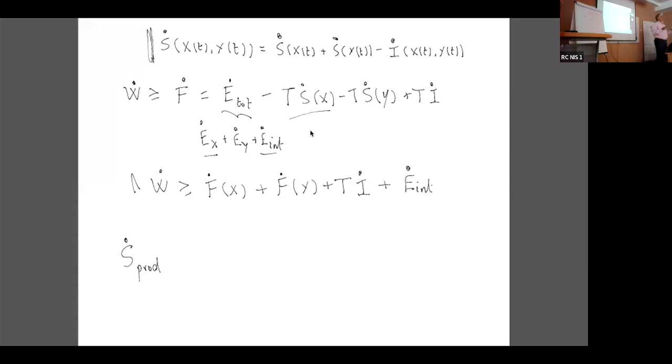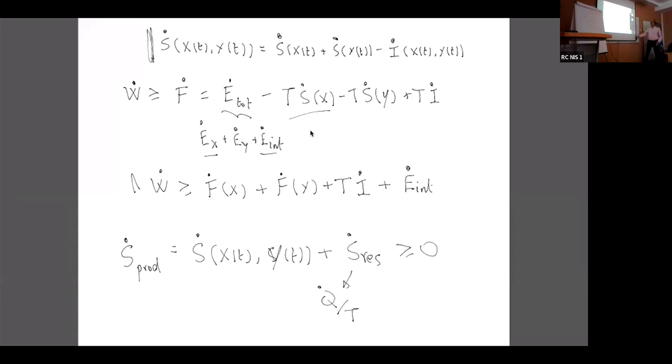When you have a system in contact with a thermal bath and so on, the entropy of the universe changes as follows. It is the entropy of the system, which is in this case S_X(t), S_Y(t), plus the change of entropy in the reservoirs. This is essentially Q divided by T. You have many reservoirs. This is how much work goes to the system, how much heat goes to the reservoir. And this is bigger than zero by the second law. This is the second law.